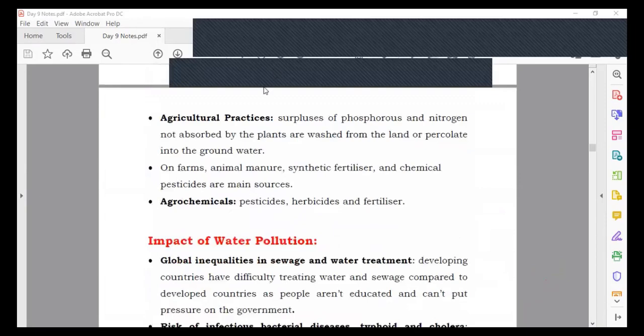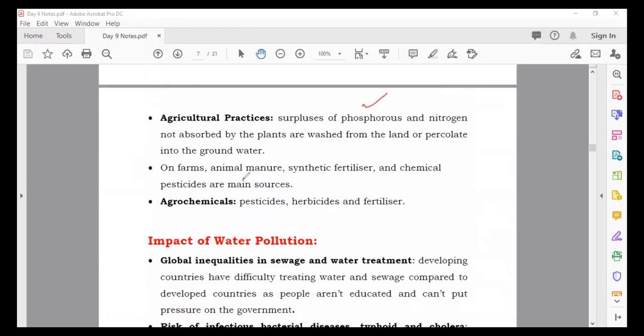After that you have the agricultural practices. Agricultural practice means, as we discussed in the chapter on agriculture, that to get a good crop they are using different kinds of fertilizers. Some are organic, some are inorganic, and they have an extra amount of phosphorus and nitrogen, and then it can mix with the groundwater also.